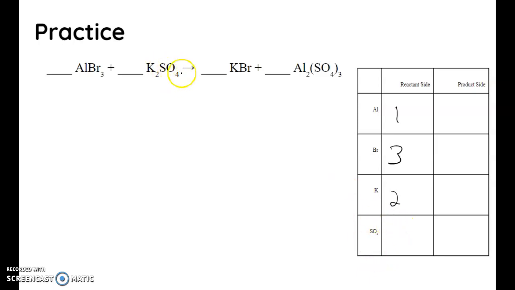But because I have an SO4 on this side and an SO4 on this side, I can just keep it as a molecule. If that's more confusing for you, then don't do it. But that's how I'm going to do it for this one. And so my entire molecule of SO4, I have 1. On this side, I have 1 K. I have 1 Br. I have 2 aluminums. And I have 3 SO4s.